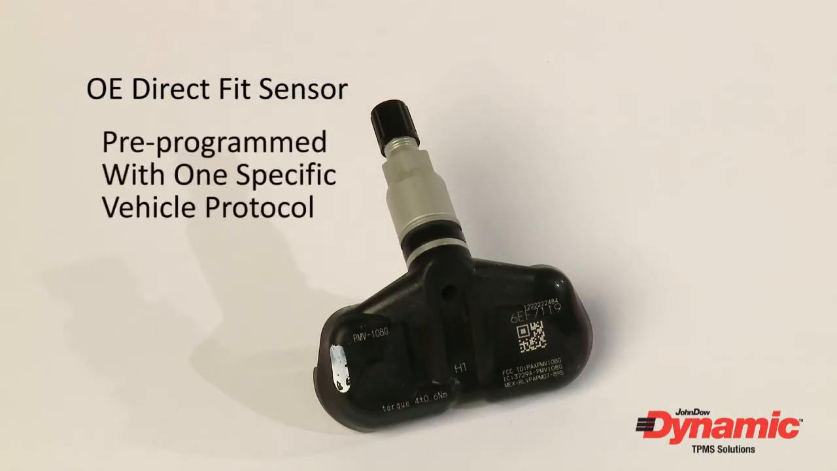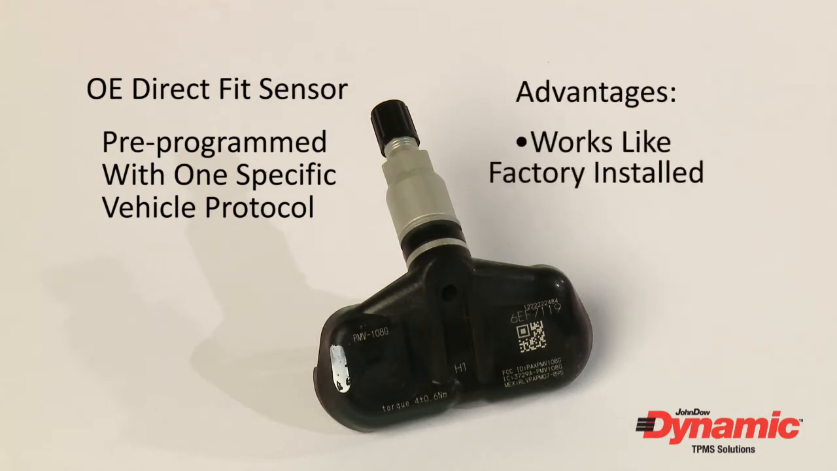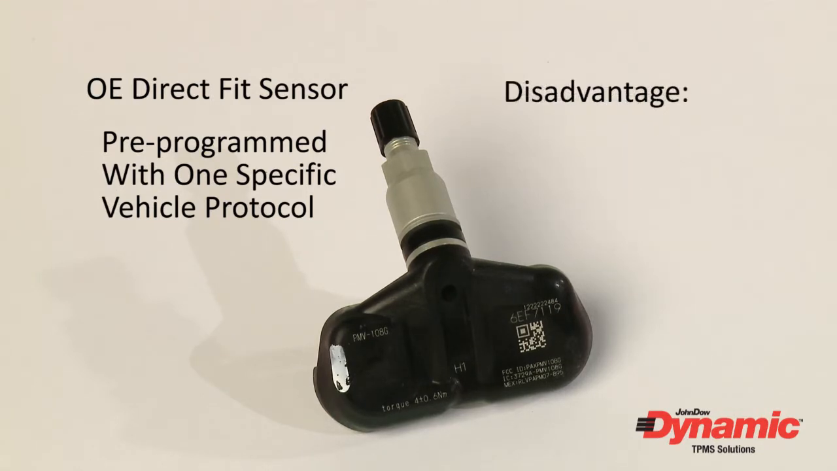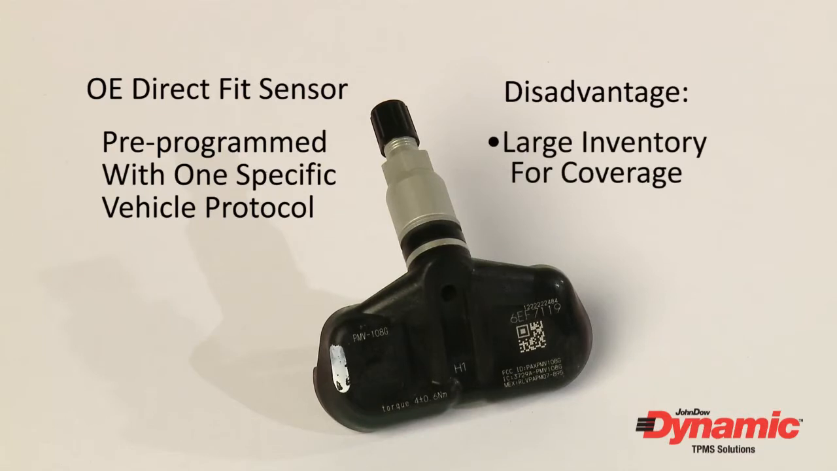This type is pre-programmed with one specific protocol that only works with a specific vehicle's TPMS system. The advantage of an OE replacement type sensor is it works like the OE factory installed sensor and is simply swapped out. The big disadvantage is the large number of sensor types the installer or parts store needs to stock to cover all the different makes, models, and years of vehicles.